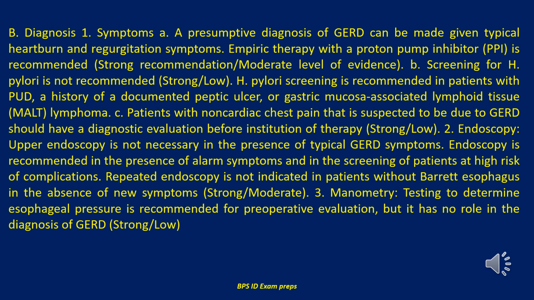Helicobacter pylori screening is recommended in patients with peptic ulcer disease, a history of a documented peptic ulcer, or gastric mucosa-associated lymphoid tissue, abbreviated as MALT lymphoma. C. Patients with non-cardiac chest pain that is suspected to be due to GERD should have a diagnostic evaluation before institution of therapy. This is a strong recommendation with a low level of evidence.